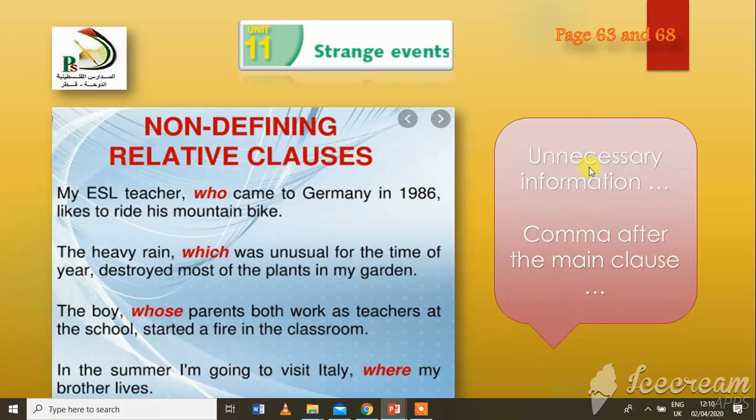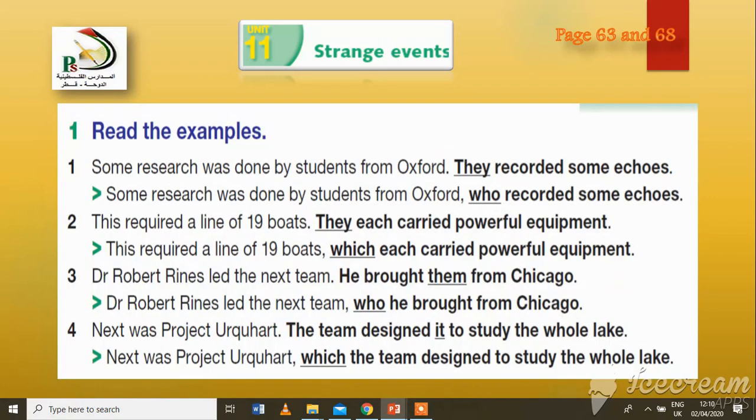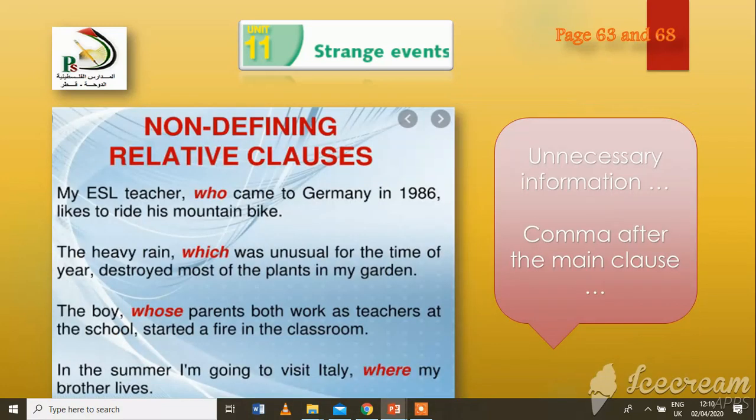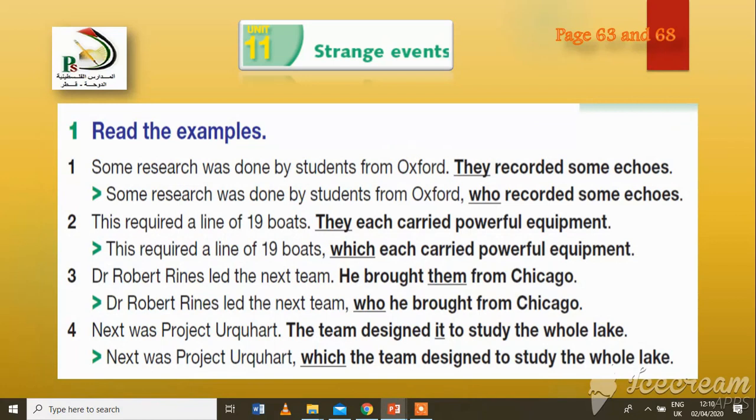So, non-defining relative clause, if you want to note down: it gives unnecessary information, and the main clause is complete without it. There is a comma before and after the main clause. There is a comma after the main clause, not before. Now, come to page number 68.